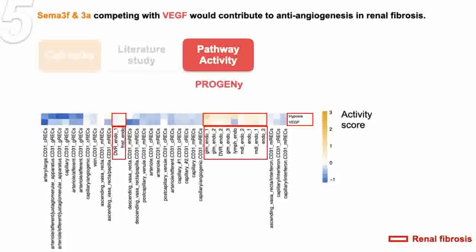And then I used PROGENy to infer the pathway activities, and I found that the VEGF pathway activities were more upregulated across the cells from the renal fibrosis than the normal mice.